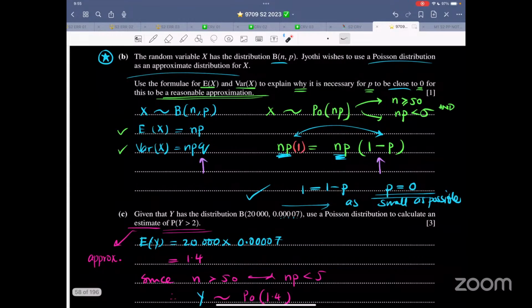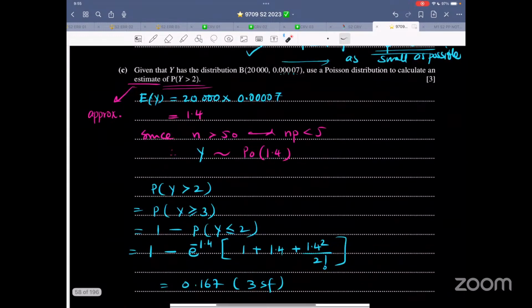We know that npq and np are the same. So this is np, this is npq. q is written as 1 minus p. Let me write 1 over here. np, np cancel. So 1 minus p equals 1. Therefore, p is equal to 0. Of course, if it's 0, things cannot happen. So it has to be as small as possible. So that's a very, very logical question that they have asked.